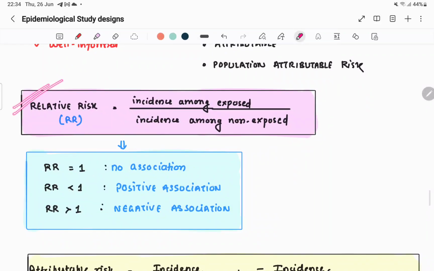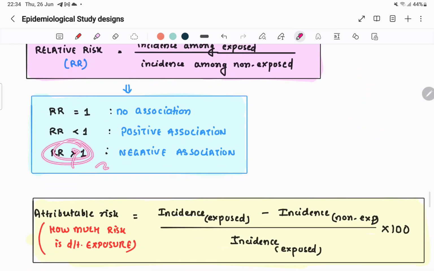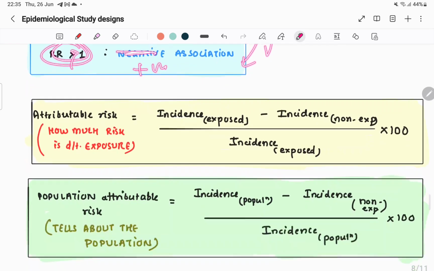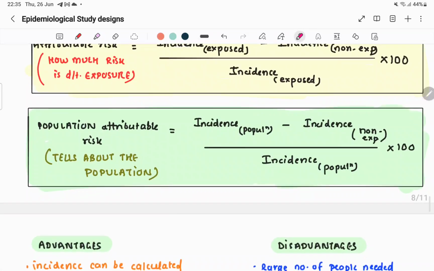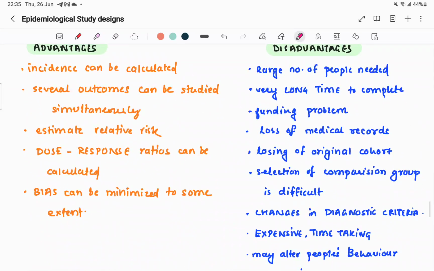And we calculate relative risk in this. I told you, incidence among exposed by incidence among non-exposed, that is IE by INE, right? RR of 1 means no association; more than 1 is positive, less than 1 is negative. Attributable risk and population attributable risk we will talk about in the next class.